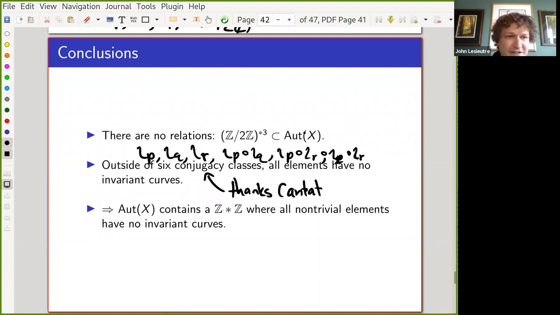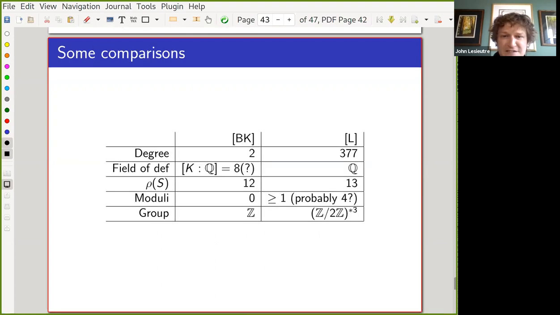So let me quickly recall the Bedford-Kim construction and this one, just to see that they're really different things. Each one is simpler in some way. Their map was a quadratic map, degree 2, mine has degree 377. The dynamical degree of theirs, if you know what that is, is even smaller. It's almost the minimum that's known for a Picard rank 12 surface.